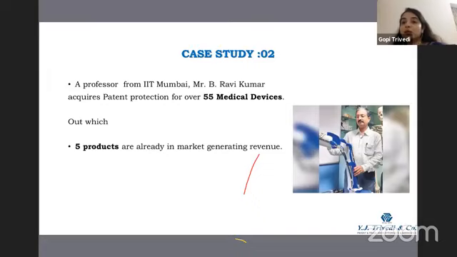And let us all learn from him and think of filing patents and making it available to the market or society, and at the same time generating good revenue out of it.